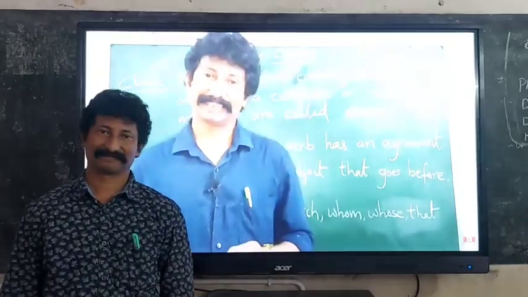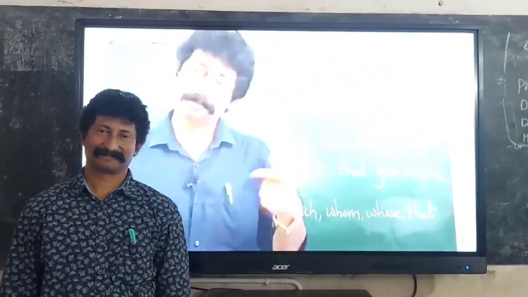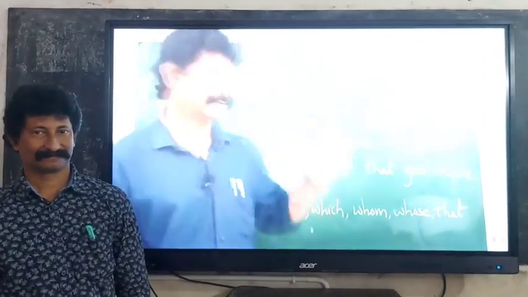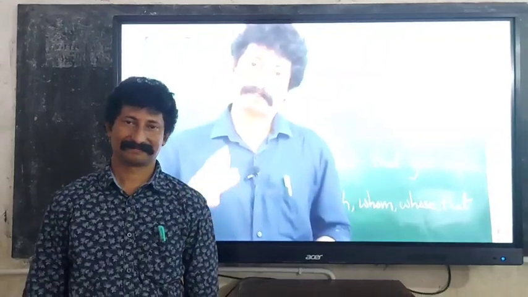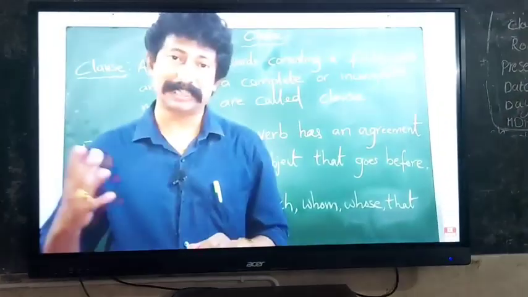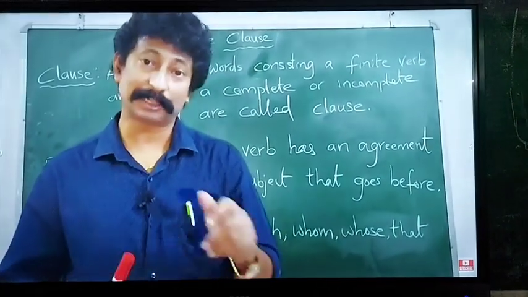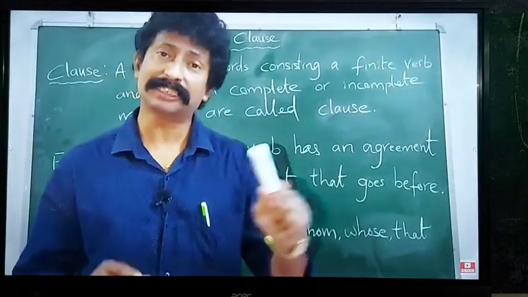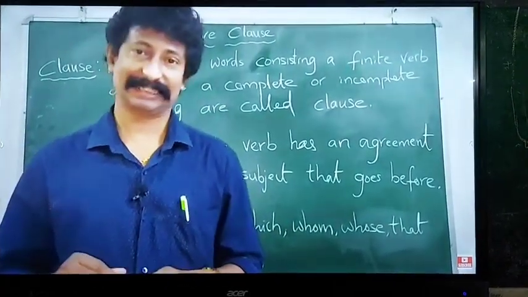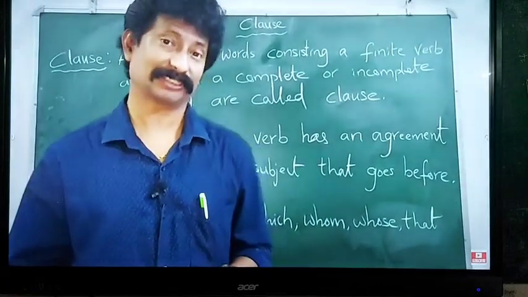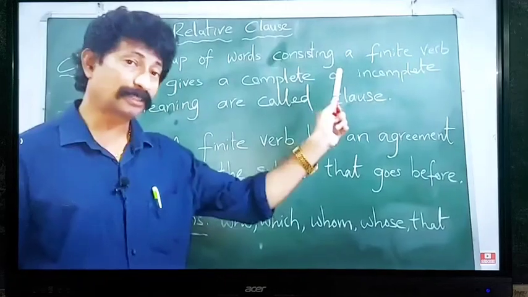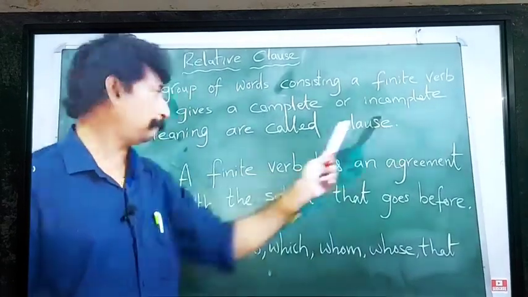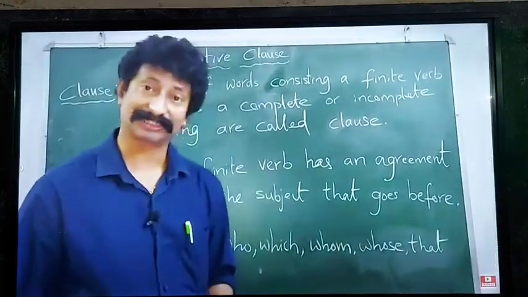Now, let's get started. Hi dear students, the grammar topic prescribed for Unit 1 of 10th class English textbook for CBSE syllabus is relative clause. In this video we are going to learn relative clause and some examples will also be practiced. Before switching over to relative clause, let us learn what a clause is. A group of words consisting of a finite verb and giving a complete or incomplete meaning is called a clause.